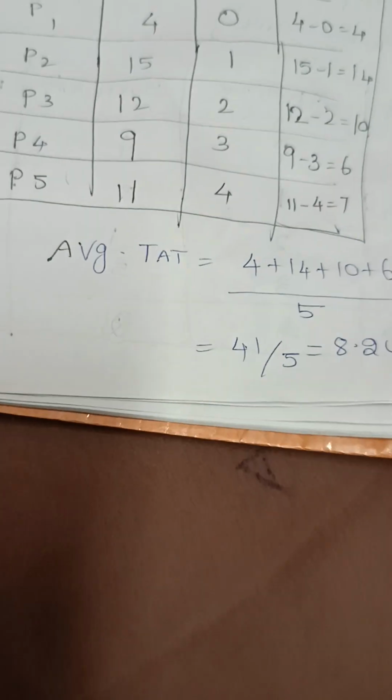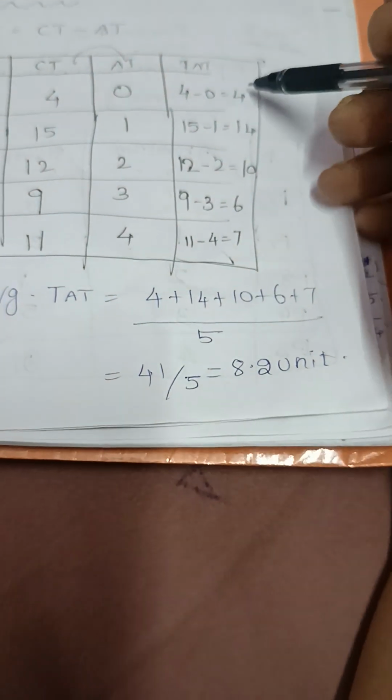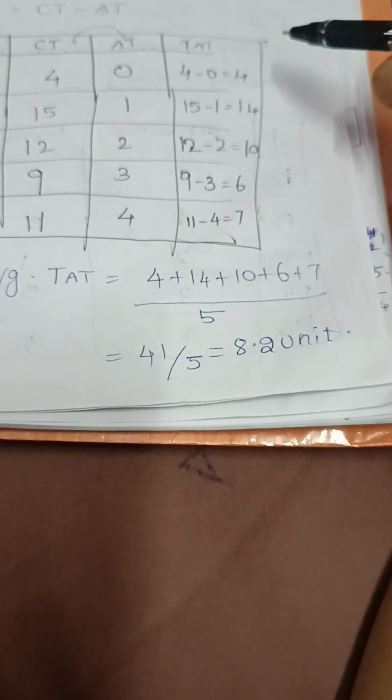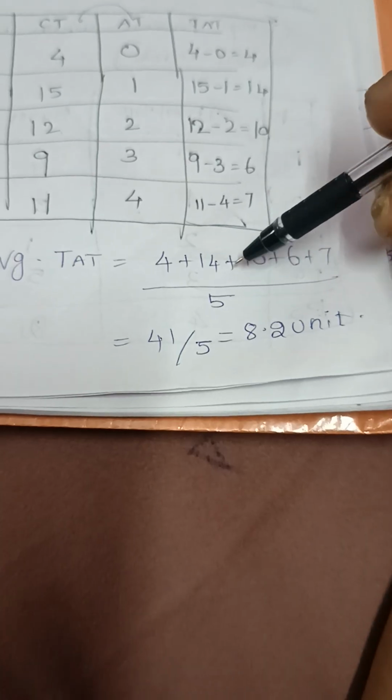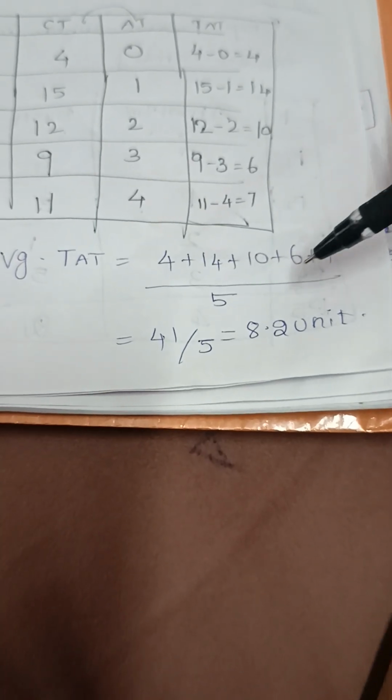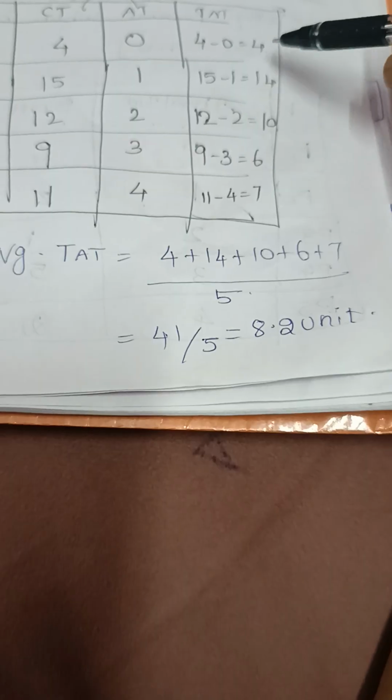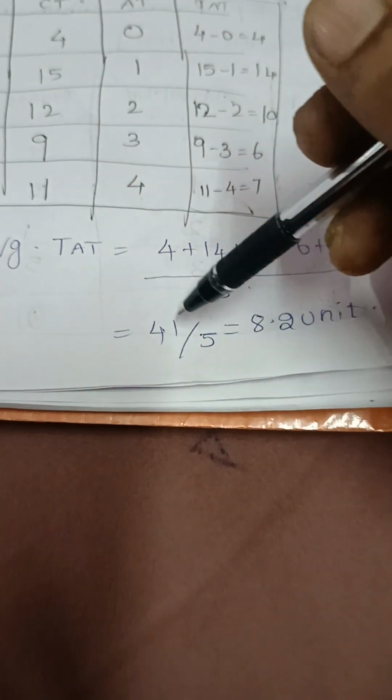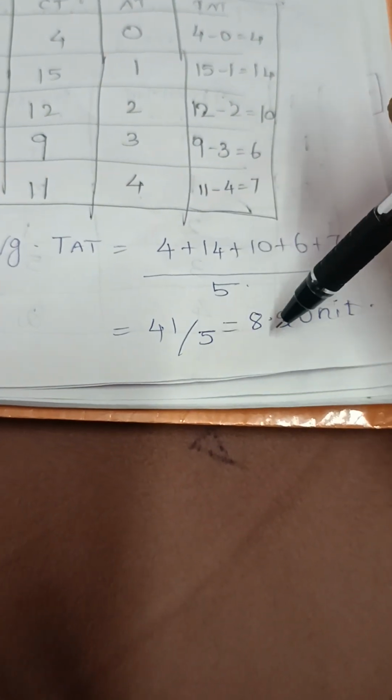And calculate the average turnaround time. Summation of all values in turnaround time: 4 plus 14 plus 10 plus 6 plus 7, divided by the number of processes. Here the number of processes is 5. So 41 divided by 5 equal to 8.2 units.